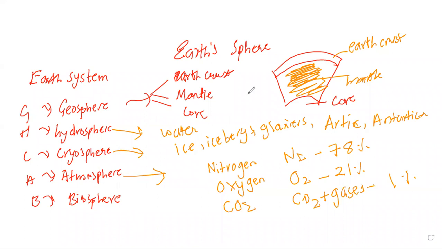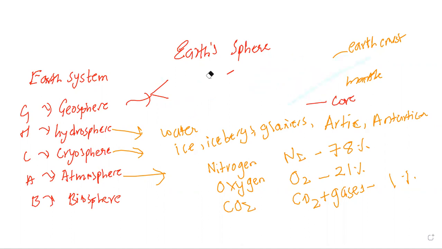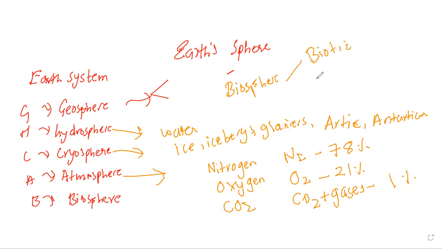And finally, when I talk about biosphere, I told you that it has both biotic and abiotic. Abiotic has rocks, soil, water; biotic has living organisms. So all of this was about the Earth system.